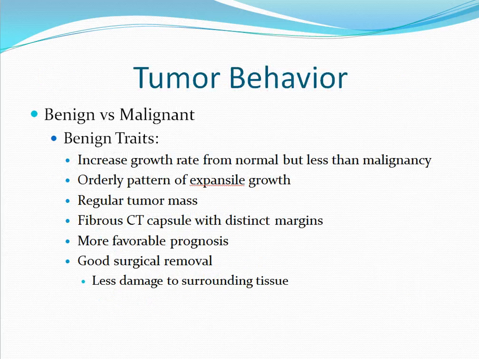Next, we're going to look at tumor behavior. First, we're going to revisit the issue of benign versus malignant, beginning with some traits of a benign tumor. Benign tumors exhibit an increase in growth rate from that of the normal tissue, but tend to have a less increased growth rate compared to a malignant tumor. Benign tumors have an orderly growth pattern of expansile growth. They tend to exhibit a regular tumor mass. They have a fibrous connective tissue capsule with distinct margins. They tend to have a more favorable prognosis for the patient, with good surgical removal and less damage to the surrounding tissues.